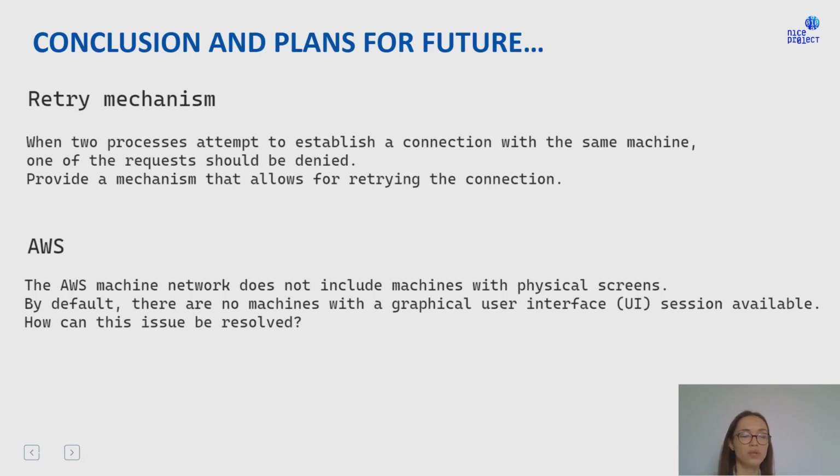Firstly, we want to implement a retry mechanism that prevents the creation of multiple connections to the same machine, while allowing for connection retries in case a machine is already in use. Secondly, we want to explore options related to AWS. AWS does not offer machines with a physical screen, which is essential for testing desktop applications. So we need to explore ways to run GUI tests on an AWS environment.